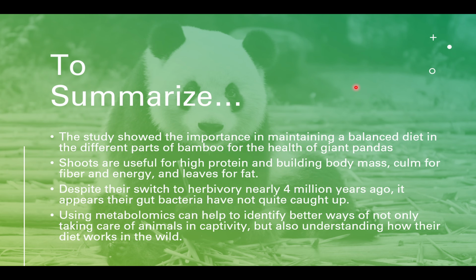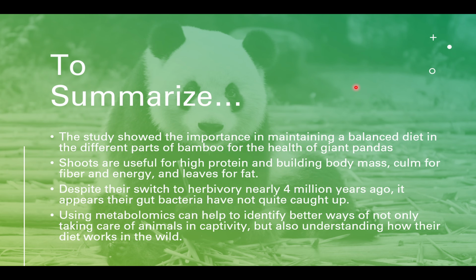So to summarize, it's very important to balance these different parts of the bamboo to actually benefit the panda and give them the nutrients and metabolites they need, and also keep them healthy. As we've mentioned, the shoots are high in protein. They're needed for body mass, but you also need the energy and the fiber from the culm, and the leaves provide a good amount of fat.